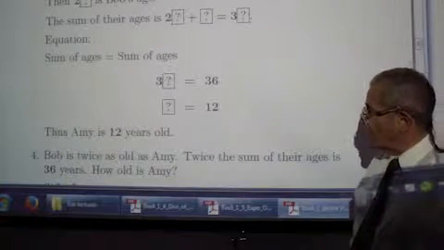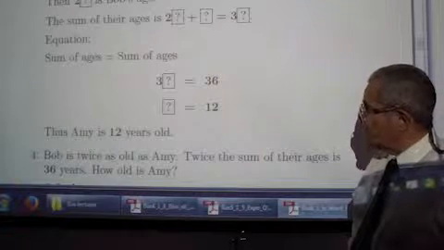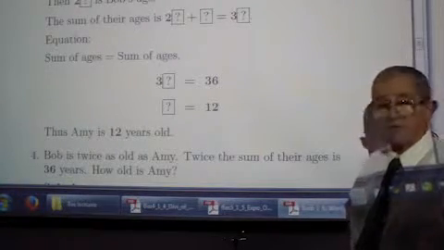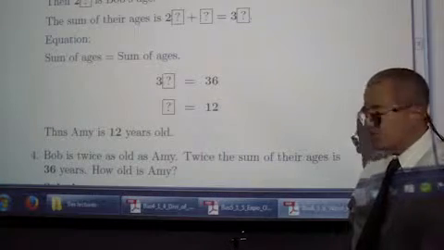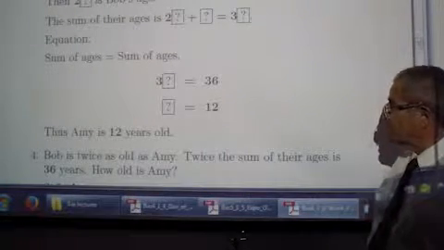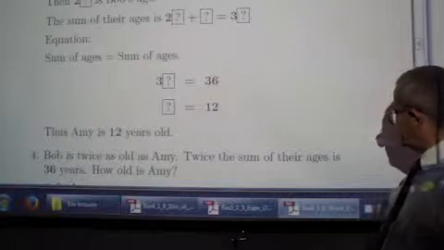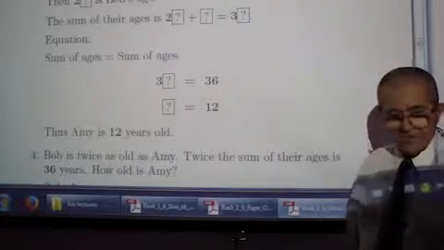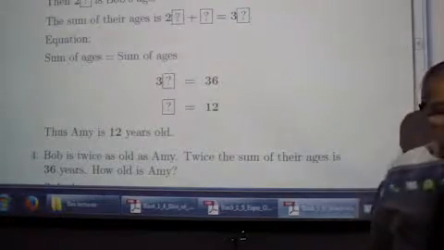What do I know about Amy and Bob? Well, the same as earlier. Bob is twice as old as Amy. You should be able to get that properly. And twice the sum of their ages is 36. So what is twice the sum of their ages?